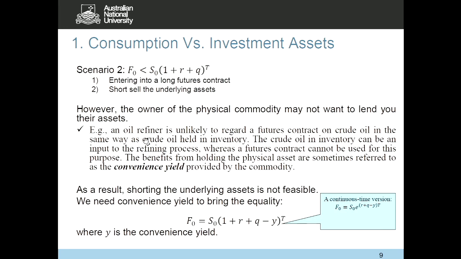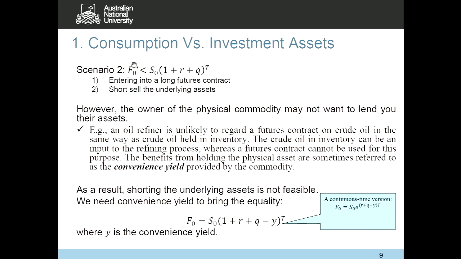Even if they're willing to lend, maybe they only lend you a small portion. In other words, you are not able to short sell the amount that you require to make these two sides equal. And finance people give that a definition: holding the physical asset provides you a convenience benefit. And this convenience benefit is otherwise not available to the futures contract holder. In other words, holding the physical asset gives you some convenience benefit, and we call it convenience yield. And that yield is otherwise not available to the futures contract holder.